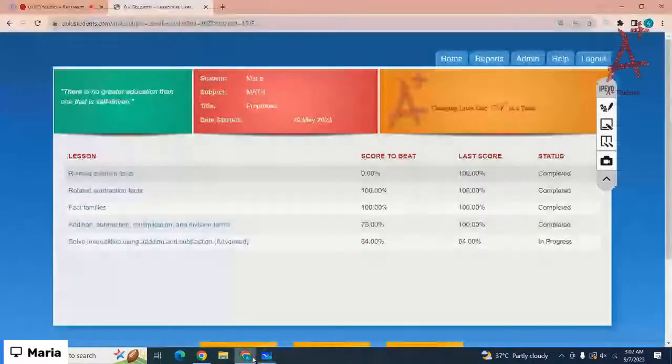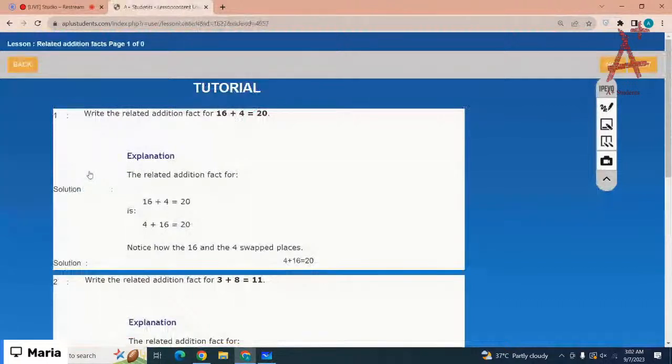Here I'm on grade 2 math. Let's just start with the first lesson, that is related addition facts. What is the related addition? 16 plus 4 equals 20, right? So you have to write down the related addition fact. The related addition fact for 16 plus 4 equals 20 is 4 plus 16 equals 20. What you have to do, you simply have to swap the numbers 4 and 16, right?